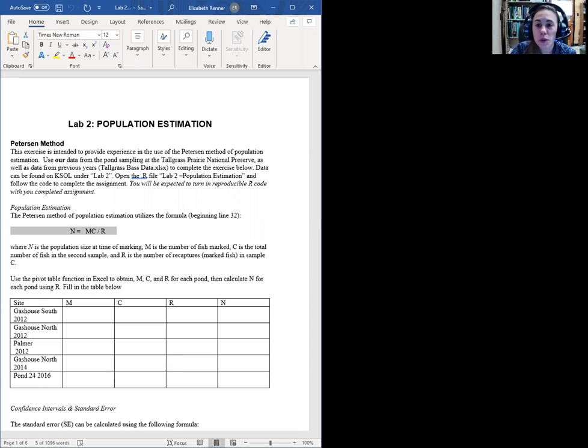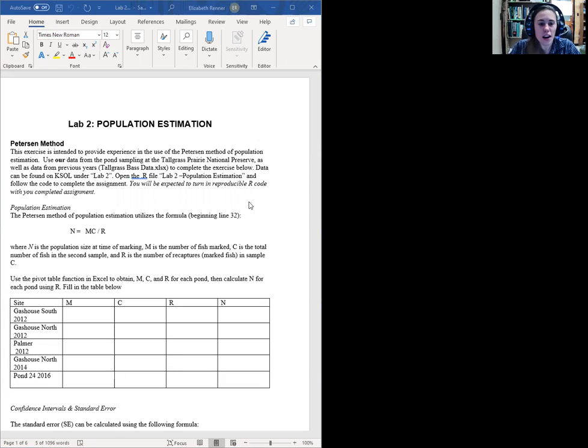So this week we're going to be doing population estimation using the Peterson method of population estimation. We're going to be working with the same data set that we worked with last time, the Tallgrass Prairie National Preserve data. If you haven't already, open up RStudio, download your code, and also open up the Word document for lab 2 that you see I have in front of me right now.